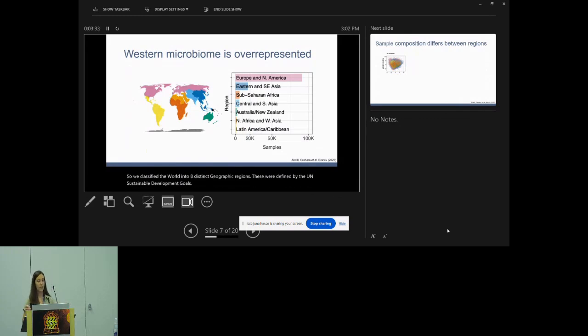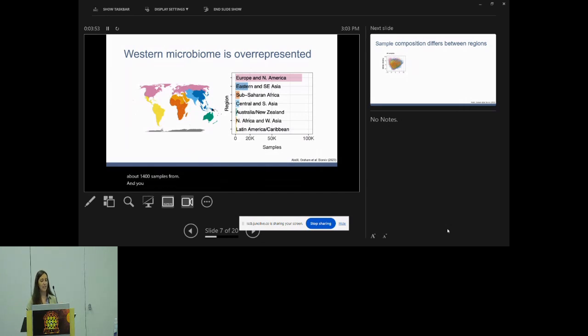And right away, you can see that the vast majority of our samples come from Europe and Northern America. We have over 90,000 samples from this region alone. And this is in pretty stark contrast with some of the other world regions, like Latin America and the Caribbean, which we have about 1,200 samples from, and Northern Africa and Western Asia that we have about 1,400 samples from.